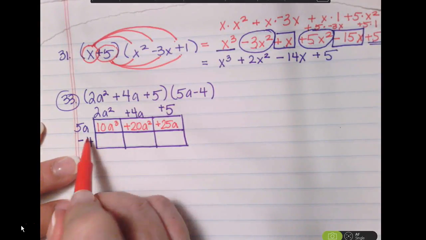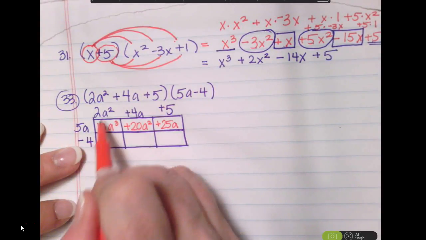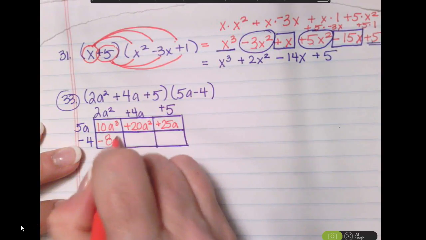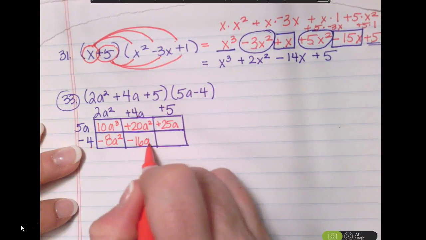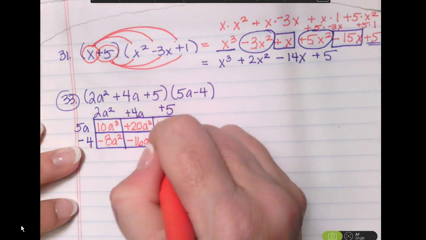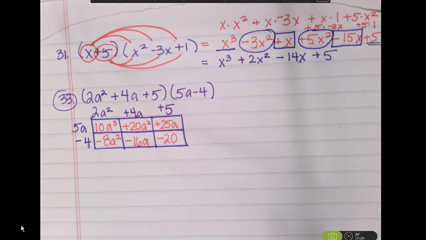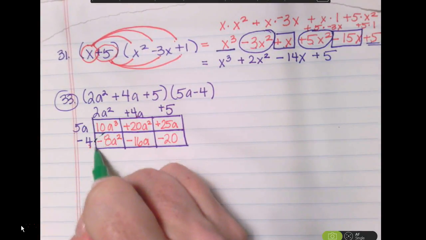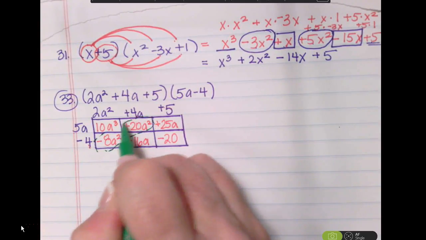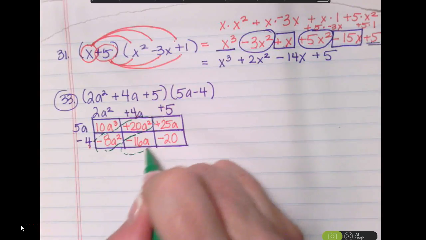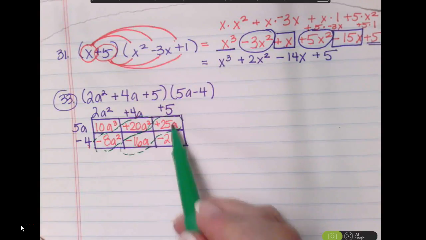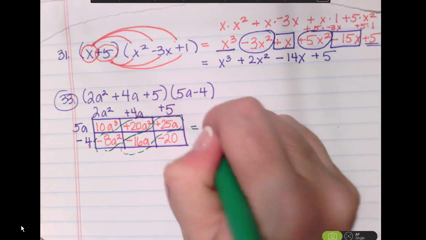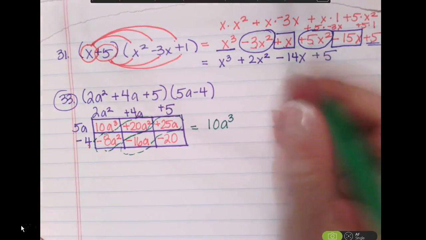Now when I go down to the bottom, that's going to be my minus 4 side. -4 times 2a squared is -8a squared. -4 times 4a is minus 16a. And -4 times positive 5 is -20. And so I want you to look at what happens on the diagonals. So when you use the box method, your like terms will line up for you. So we've got 6 terms altogether, but I can see here are my like terms. So now I can just go ahead and write down my polynomial that is the answer to all this.